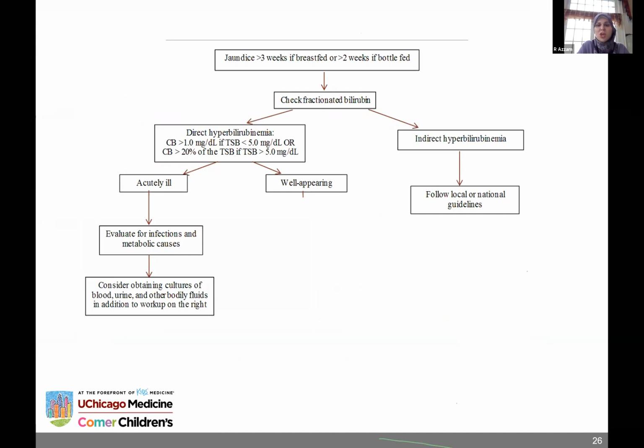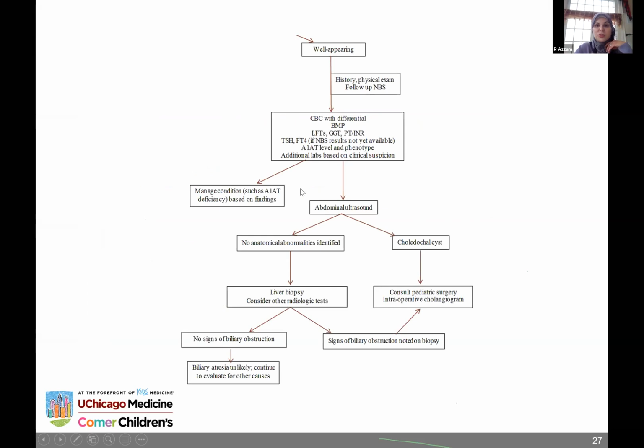So when you have a baby who you already fractionated their bilirubin at 2 weeks or 3 weeks if they were breastfed, and their fractionated direct bili is low, then you are dealing with indirect hyperbilirubinemia, and that's not our talk. If they have direct hyperbilirubinemia that follows the rules for the definition and they look acutely ill, then you will have to be thinking about infection or metabolic disease. And again, that's not our talk. Our talk is this category where they are infants, they have direct hyperbili, and they are well appearing. So what do we do here?